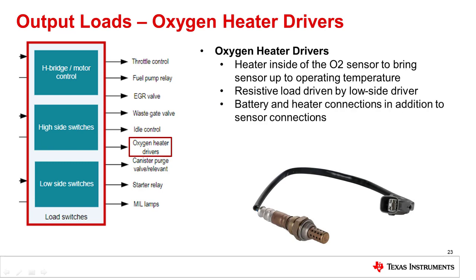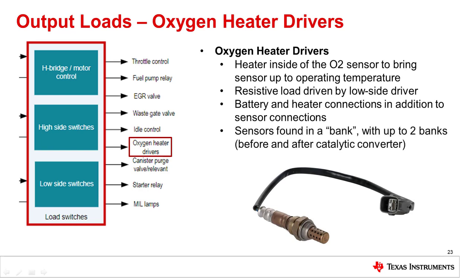The heater has its own connections labeled battery and heater, or HT plus and HT minus, in the 4-wire pinout of the sensor. There is conventionally a bank of sensors before the catalytic converter, but there can be a second bank after the converter to measure the oxygen in the exhaust after the oxidation process.